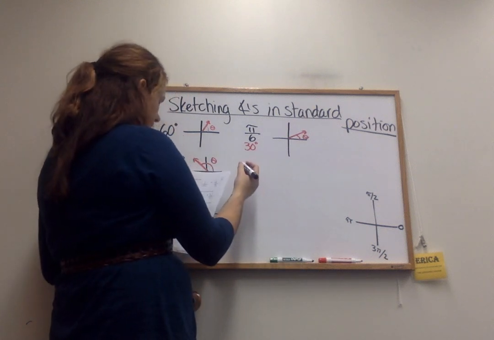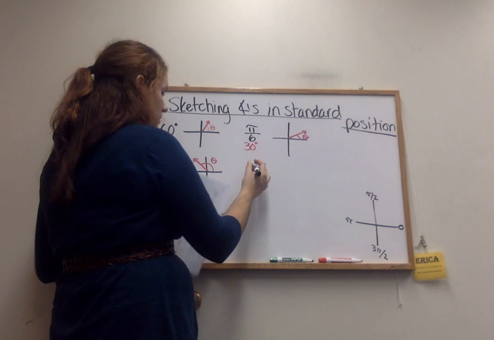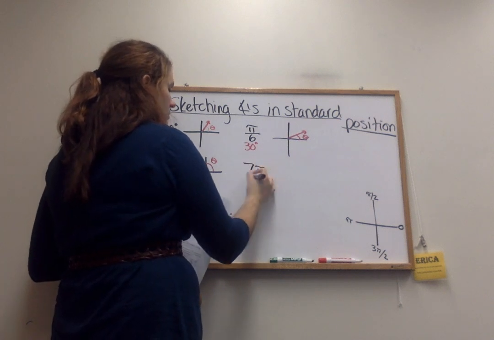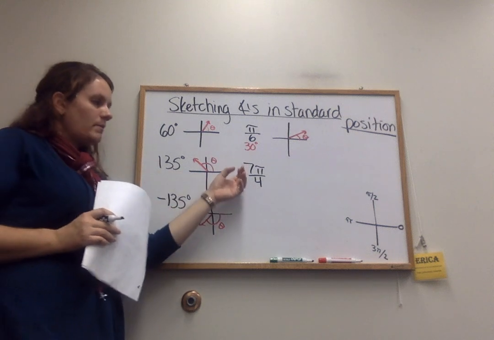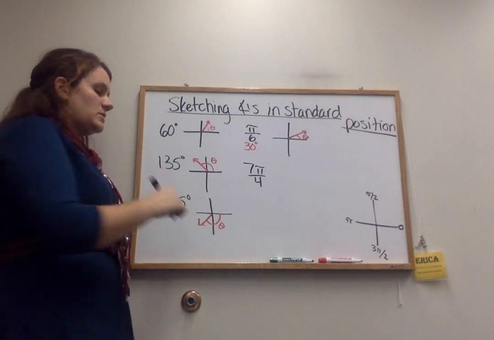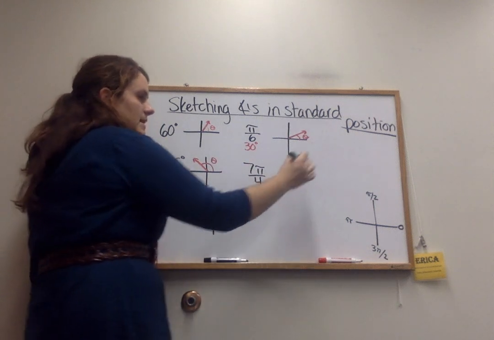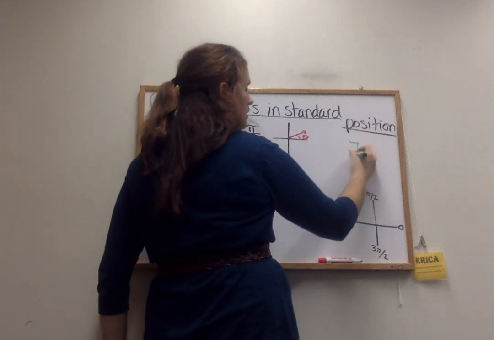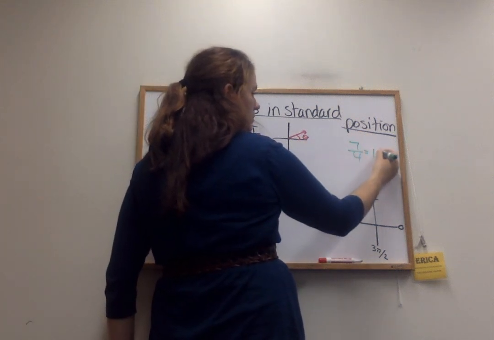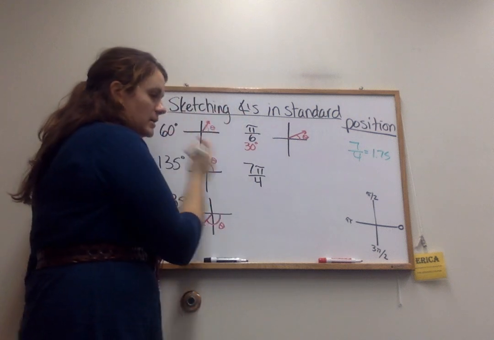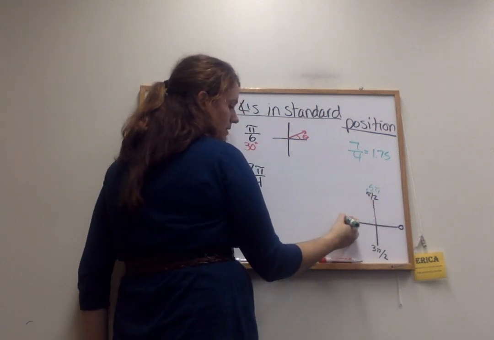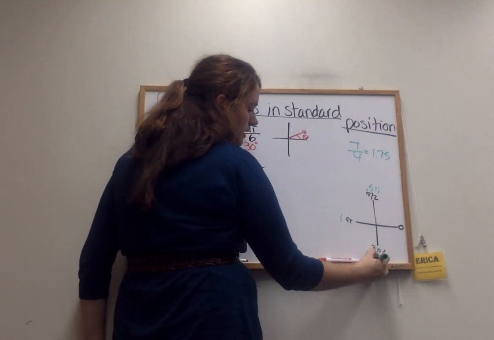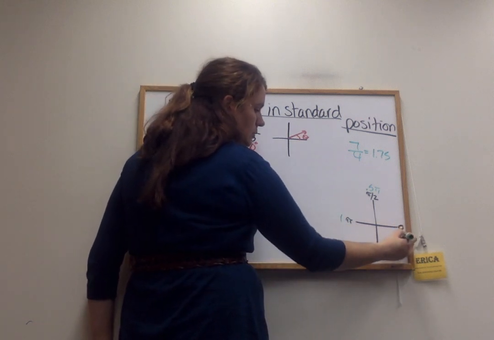Let's take a look at something like 7 pi over 4. If we just focus on the fraction part of that, 7 over 4, this is 1.75. So we've got really another way to think of these. This is half of pi, 0.5 pi. This is 1 pi. This is 1.5 pi. And this is 2 pi.